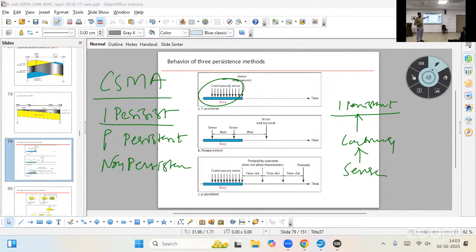In the same way, if you want to send the data, we need to continuously sense the channel. Are you free? Are you free? I want to send the data. If it is free, you send the data.